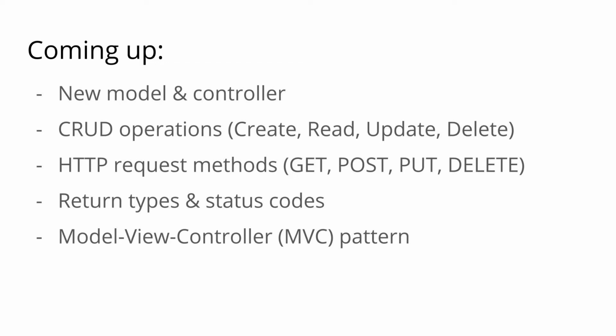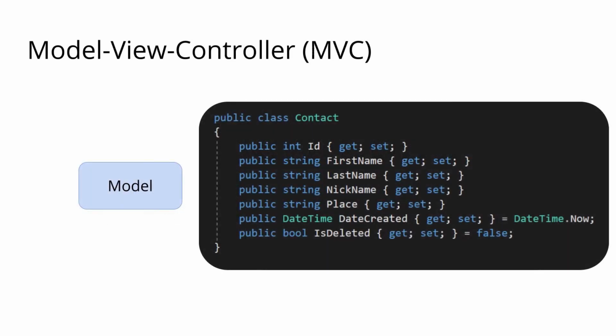Model View Controller, or short MVC, is a software design pattern that divides the related program logic into three interconnected elements. Let me explain what every single one of these three elements stands for and how they collaborate. We start with the model. You could also say the data. A contact is a model, for instance. It can have an ID, a first name, a last name, and so on.